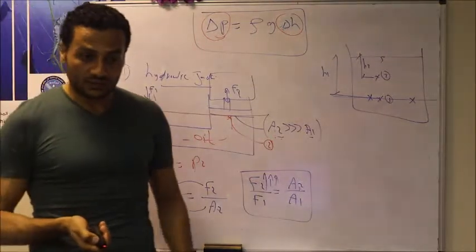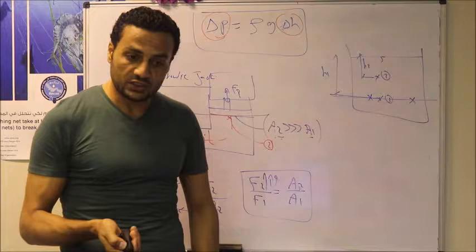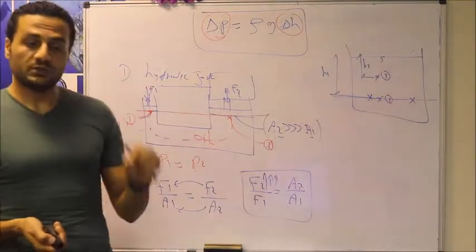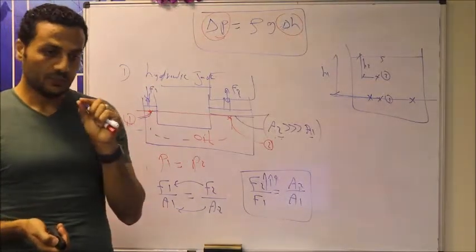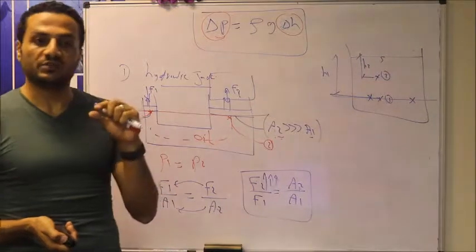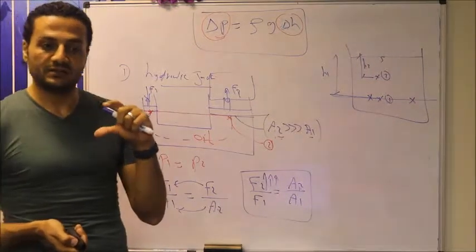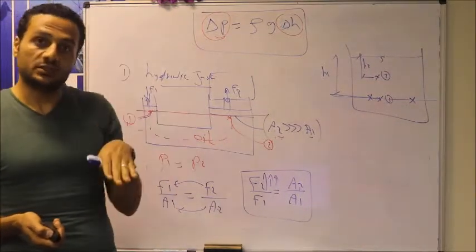But if you look further down, you see point H and point I. Point H is existing inside mercury. We have mercury, which has a higher density than water, so it will just sit down below.